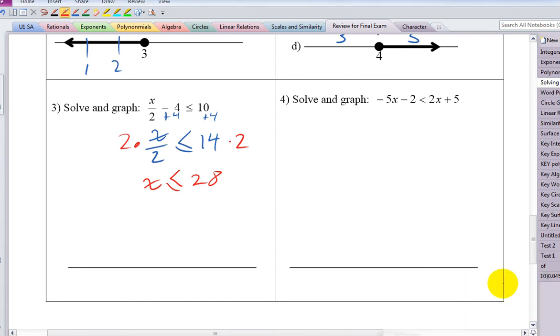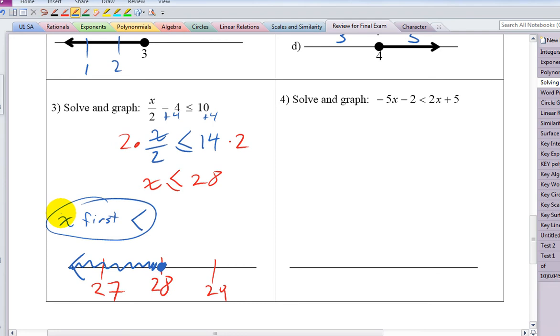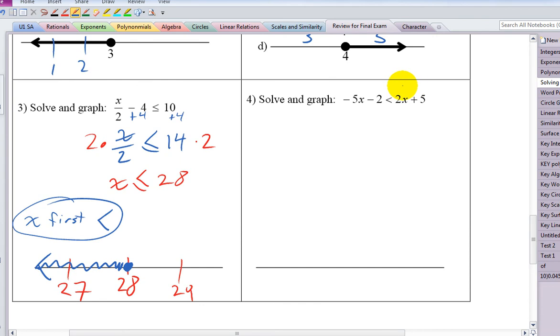Okay, so 28 goes in the middle. One higher is 29. One lower is 27. We're talking closed circle and shading to the right. Left. So if x is first, then the arrow points in the direction. The sign points the direction to shade, but only if x is written first. All right. Okay, solve the next one. And I want you to solve the next one, and you must move 2x over, please. Go.